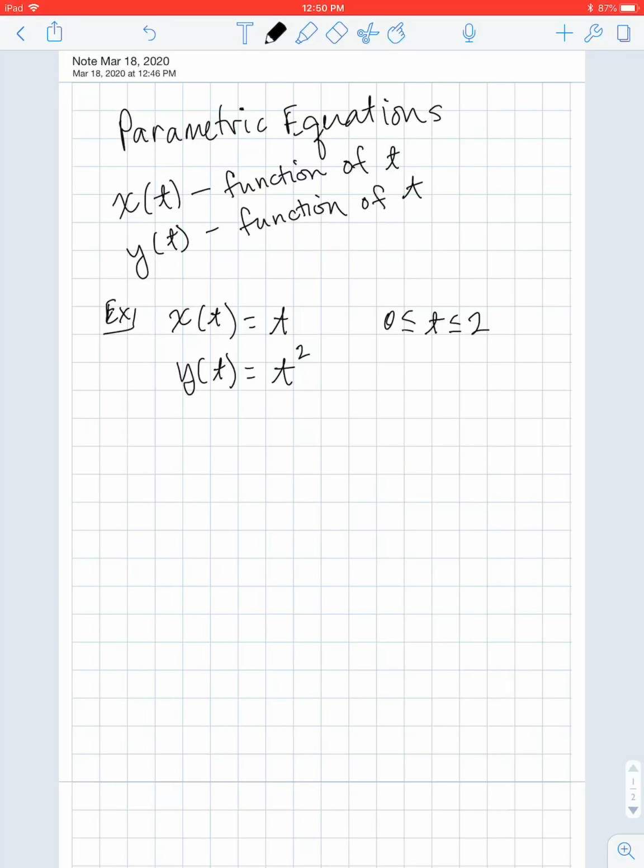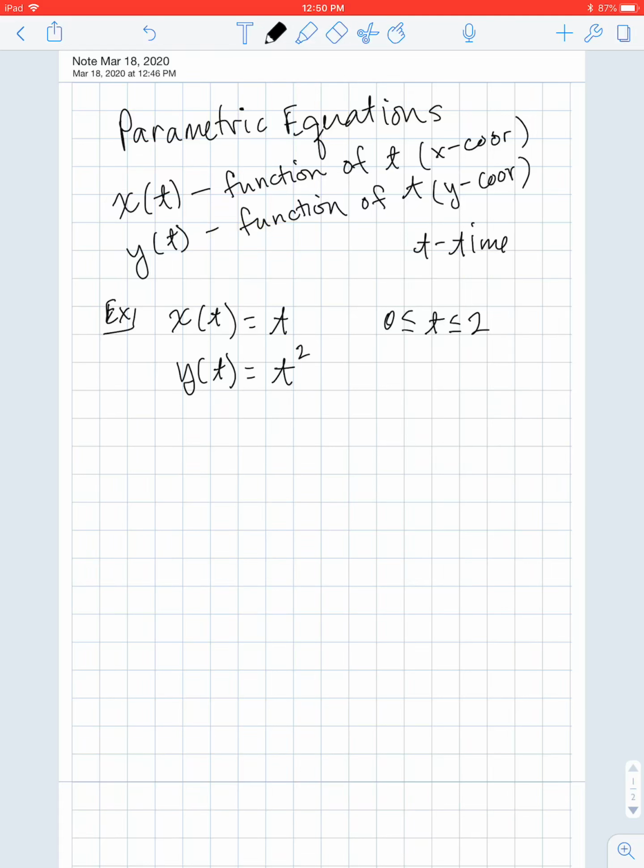Alright guys, so we're doing parametric equations today, where you're going to get a function of t that is going to represent your x coordinate and a function of t that's going to represent your y coordinate. Think of t as time. So it tells you basically how the function is moving according to the time.